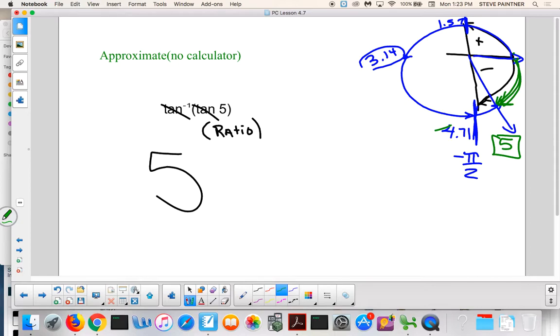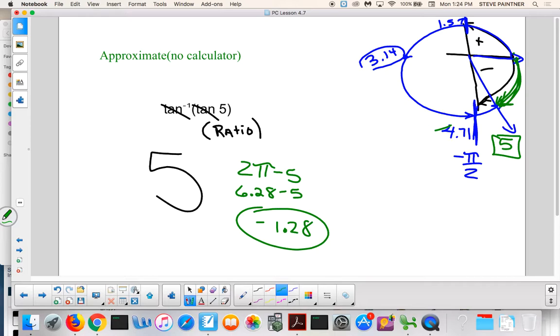Watch my hand. How far is this? 2 pi. Now I want this, but I know this is 5. So if I took 2 pi and I subtract off the 5, I'm going to get that distance, right? So really, the answer is 2 pi take away 5. And you're going to get roughly 1.28, but you have to realize you're going which direction? Negative.